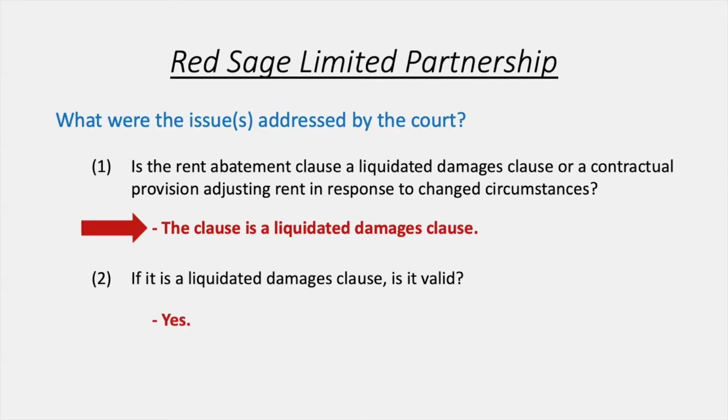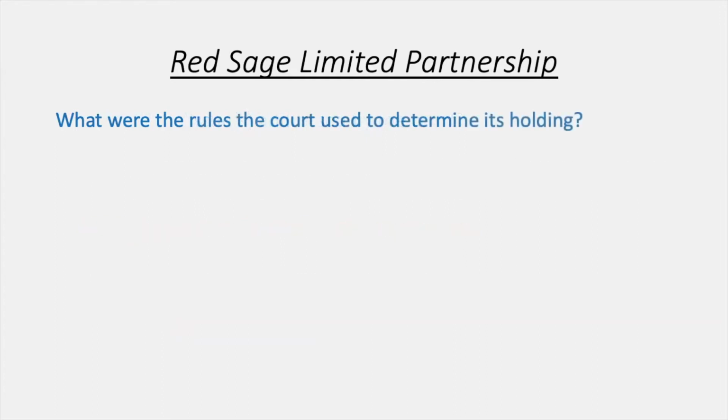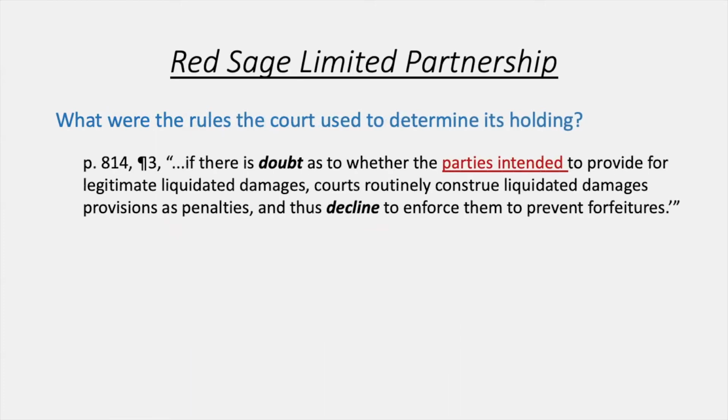Let's start with the reasoning behind why this is a liquidated damage clause. The rule used by the court to determine its holding was on page 814, paragraph 3. When there's doubt as to whether the parties intended to provide for a legitimate liquidated damages, courts routinely construe liquidated damages provisions as penalties and thus decline to enforce them to prevent forfeitures. Essentially, that means we look at the party's intent to determine whether this is a liquidated damage clause or a penalty for breaching the contract.